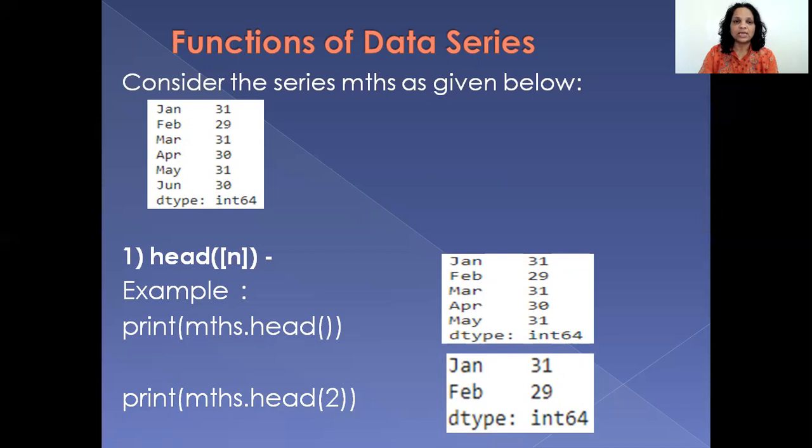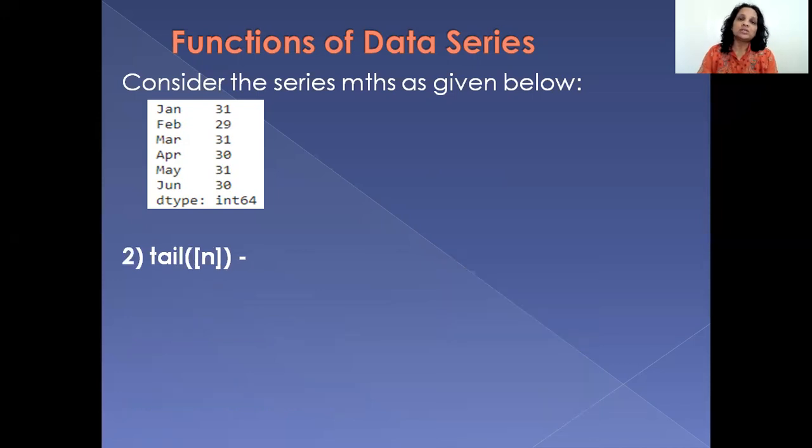So let's go to the second one. Now the second one is called the tail function. I'm sure you must have already guessed what the tail function does. Yes, you're right. Okay, so if you specify the value of n here again, it will give you that many records, but the last n records. And if you do not specify the value of n, it's going to give you the last 5 elements.